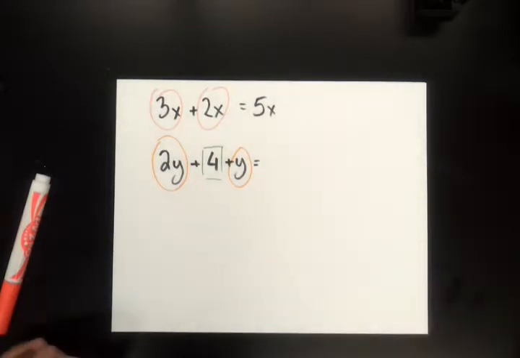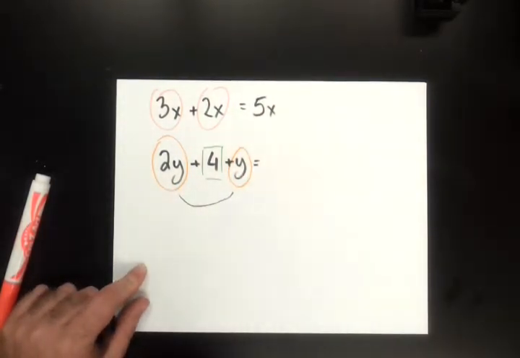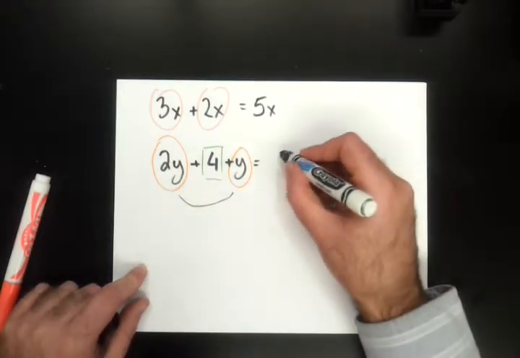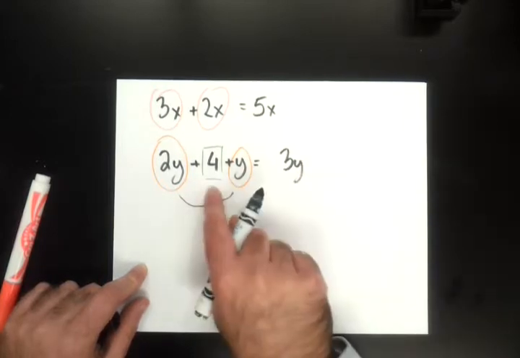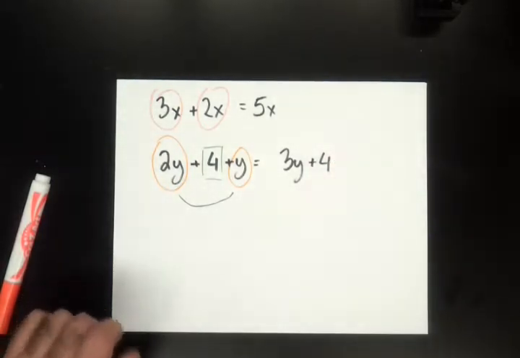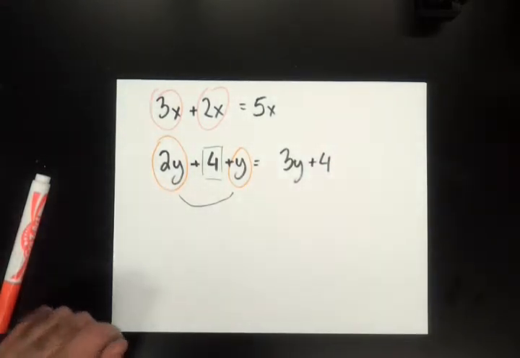Now I can combine like terms, which means I can combine these two guys. 2 y's, add another y, you get a total of 3 y's. And since I don't have any other constants to group this constant with, it just carries over. As simple as that. Let's look at another example.